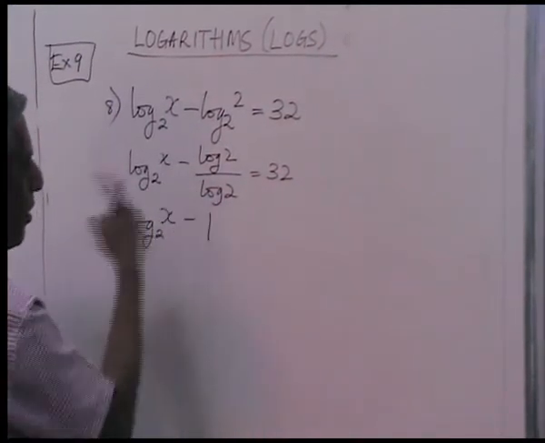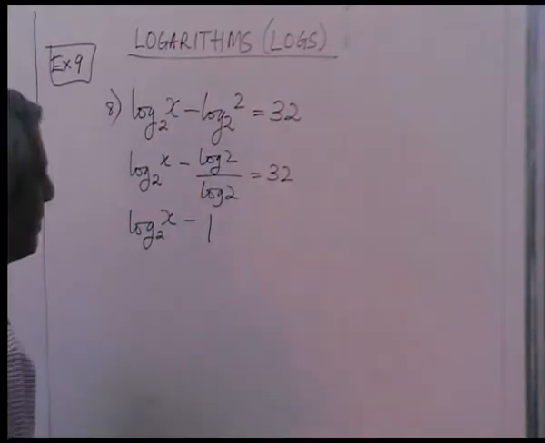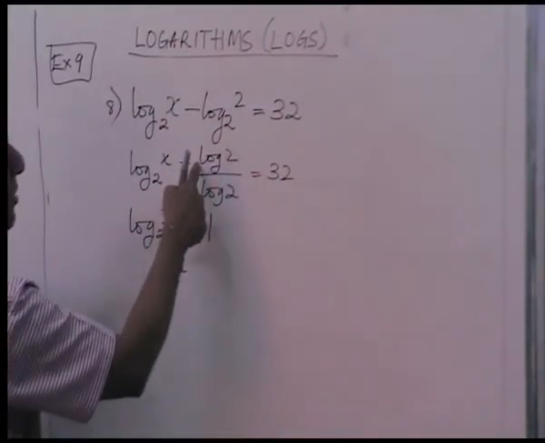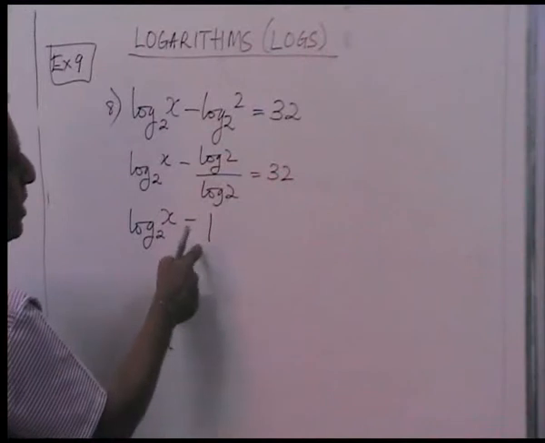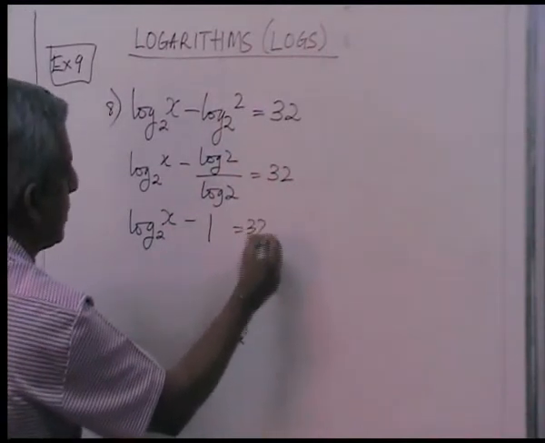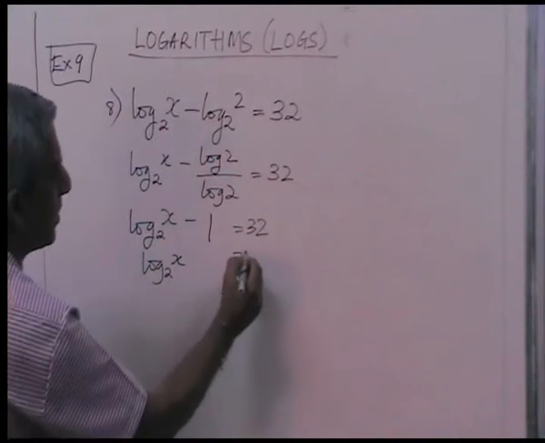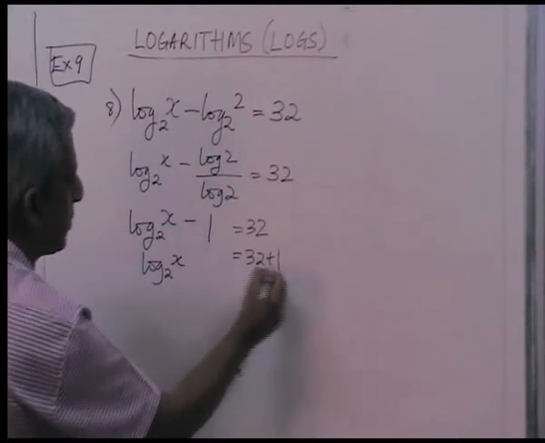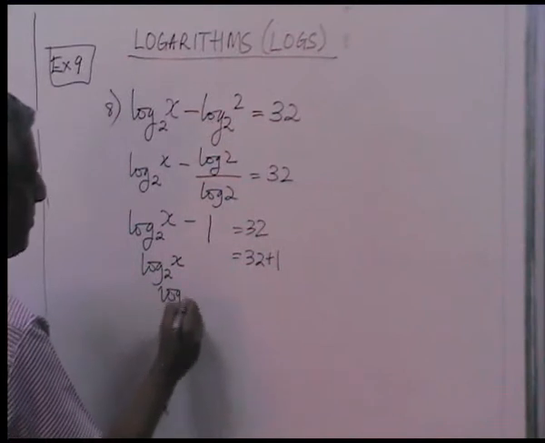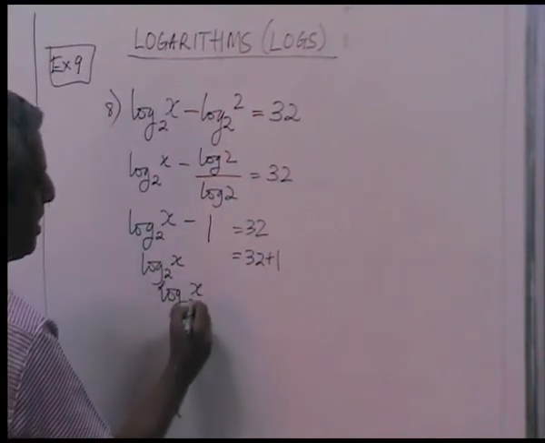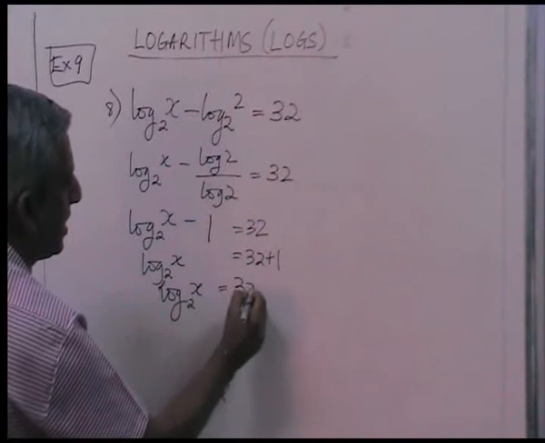So log of x to the base 2 minus 1. Log of 2 divided by log of 2 will give you 1. If you don't know that, just put it in your calculator. Log of 2 divided by log of 2, you get 1, is equal to 32. So log of x to the base 2 is equal to 32 plus 1. Log of x to the base 2 is equal to 33.